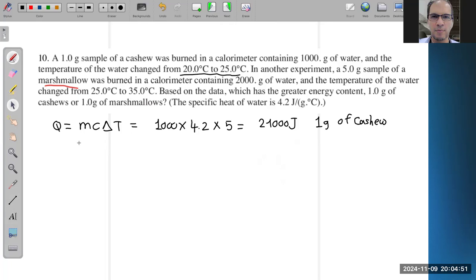Okay, what if I want to check it for the marshmallow? The Q is equal to MC delta T. How many grams do I have? 5,000 or a sample of marshmallow was burned in a calorimeter containing 2,000 grams of water, and the temperature of the water changed based on the data.